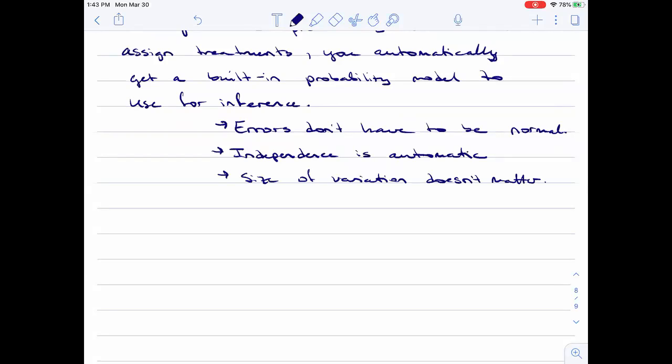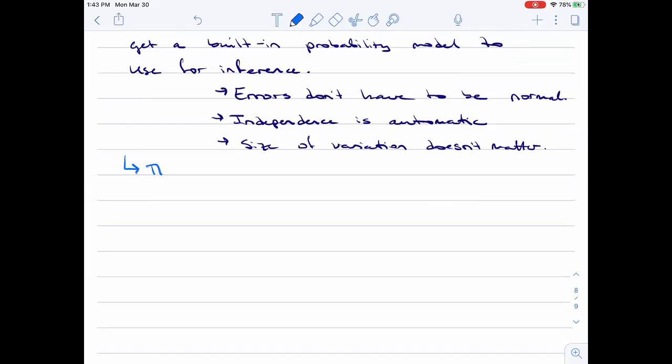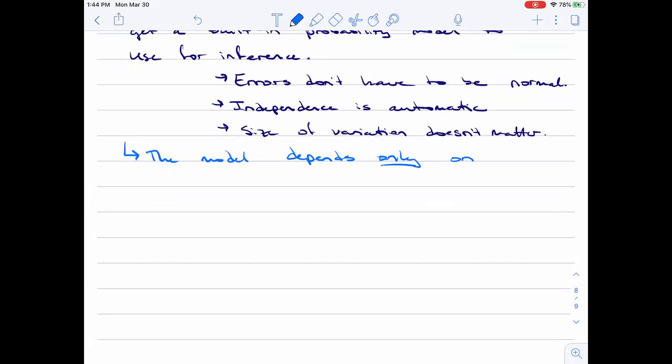So here, what we're saying is that the model depends only on whether treatments were randomly assigned.